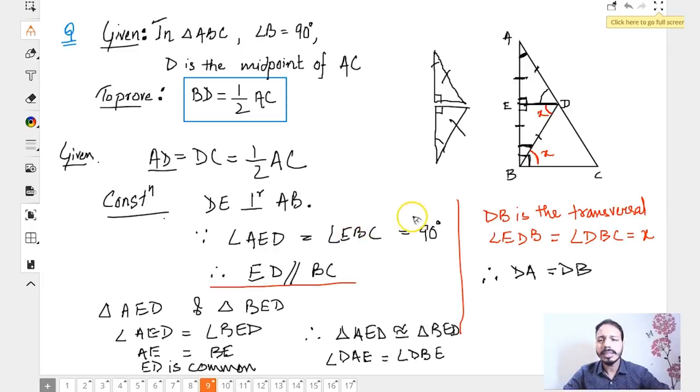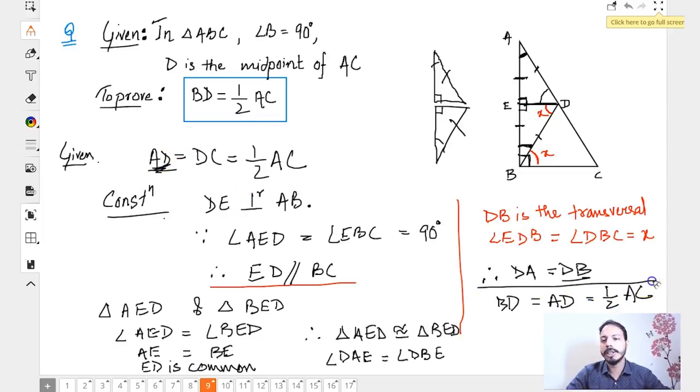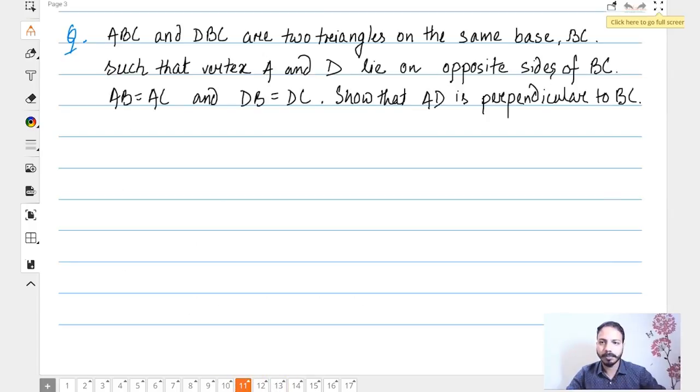Now, if DA is equal to DB, my job is done. Why? Because that is what I needed to prove. So BD, or DB, same thing. BD is equal to AD, and I know that AD is equal to half of AC. That means this is equal to half of AC. So this is proved. Okay, guys, hope you like this problem. So let's go to the next one.